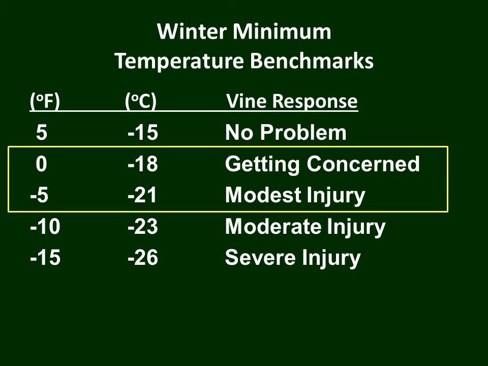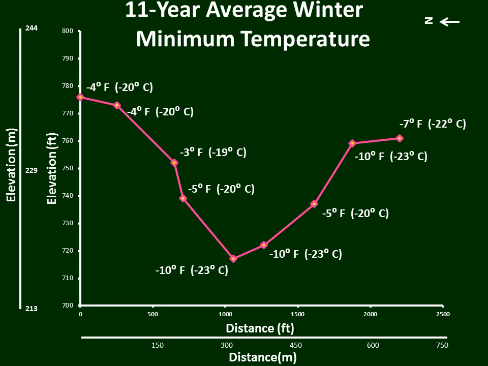So on average, over the 11 years, for those locations that we just showed you, those 5 locations, this is pretty decent. We have only getting concerned to modest injury values for those average minimum temperatures during the winter for 11 years. Okay, now let's look at the other 4 locations and the 11-year average winter minimum temperature for those locations. Let's start in the valley bottom.